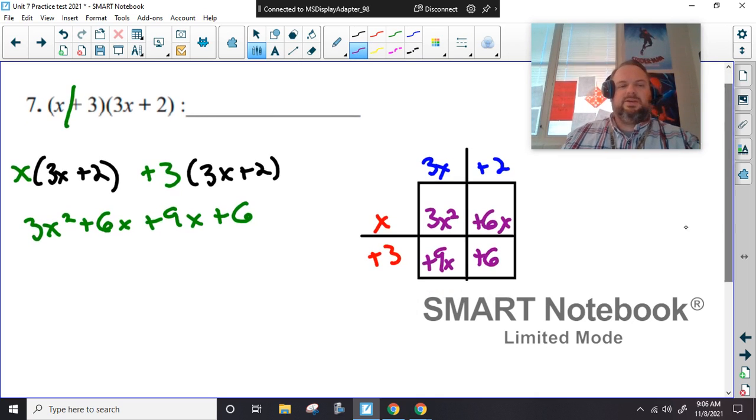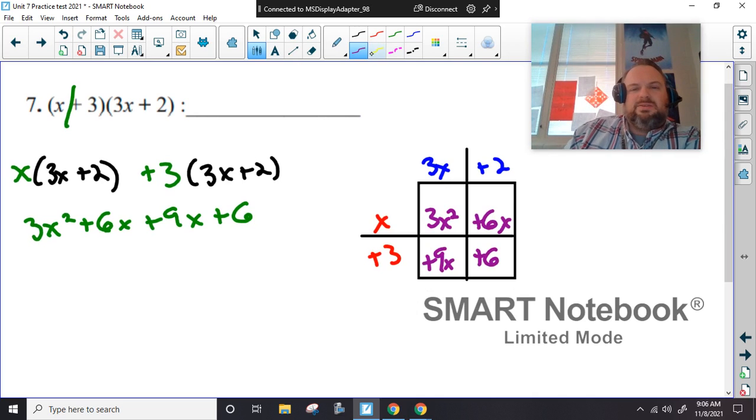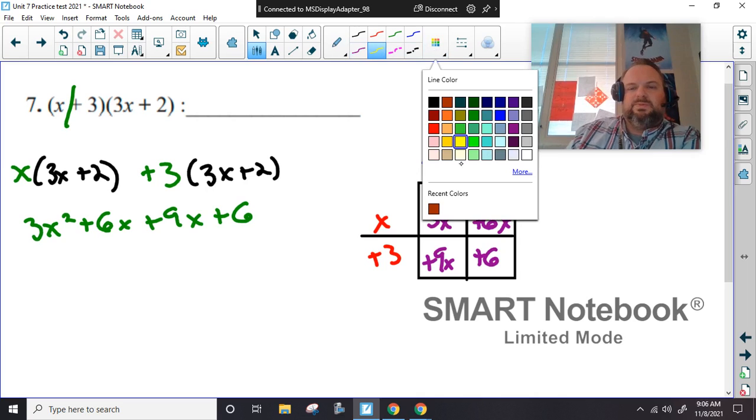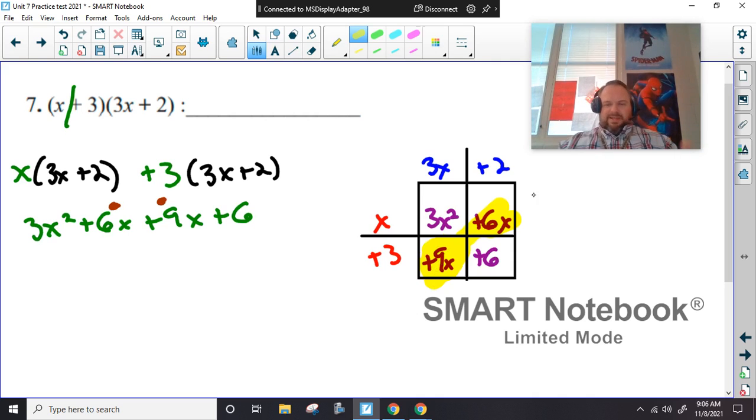Okay. So either way, now, I did try to tell y'all, these two are the only like terms. Now, if you are doing it by the box method, something you should notice is that these terms in the diagonals from the bottom from left to right, those are always like terms. Okay.